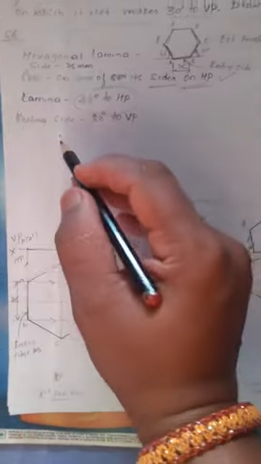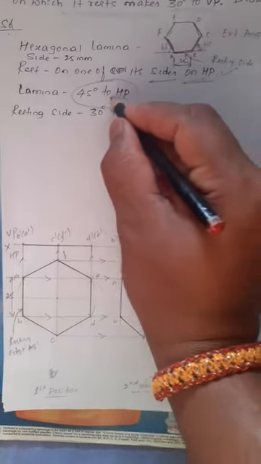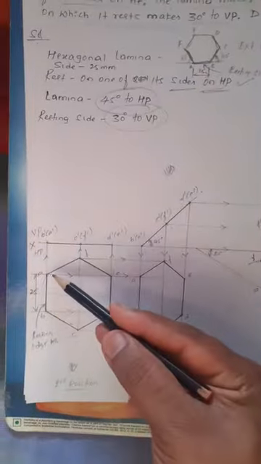Now what is our next one? The resting side makes 30 degrees to VP. What is the resting side? AB.